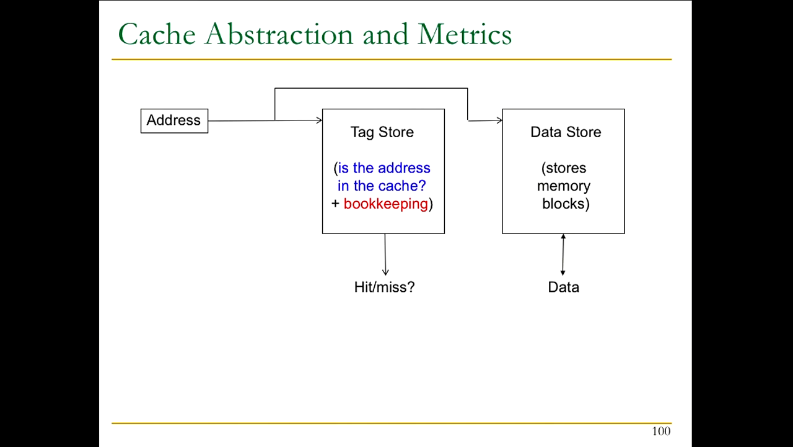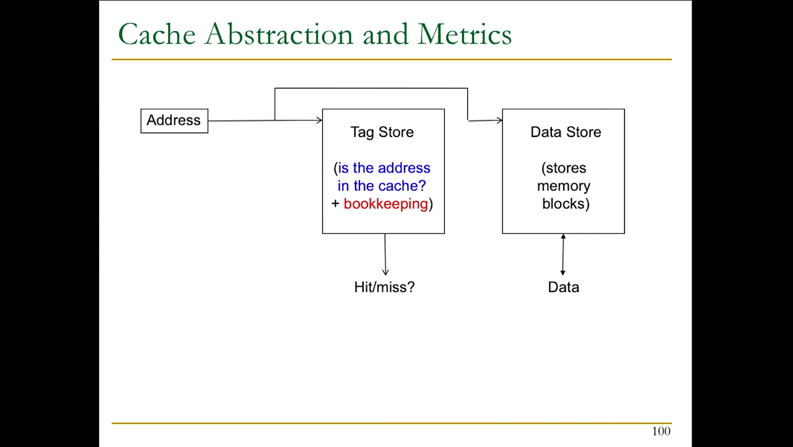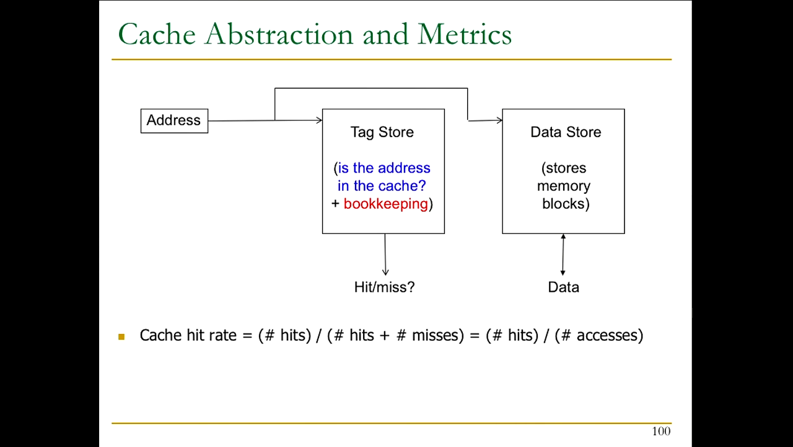But let's look at the abstraction over here. Basically, a hardware cache consists of a tag store and a data store, and you supply the address to it. The tag store answers the question, is the address in the cache? It also has some bookkeeping information to enable some of these decisions, replacement, for example. The data store stores the memory blocks. The tag store gives you a hit or miss value, and if it's a hit, you use the data. If it's a miss, then you do something else. You access the next level.